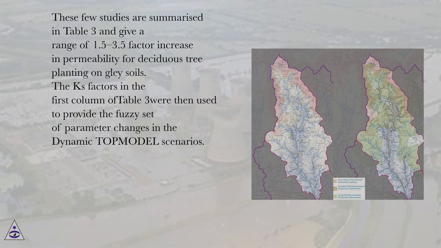These few studies are summarized in Table 3 and give a range of 1.5 to 3.5 factor increase in permeability for deciduous tree planting on gley soils. The Ks factors in the first column of Table 3 were then used to provide the fuzzy set of parameter changes in the dynamic TOPMODEL scenarios.